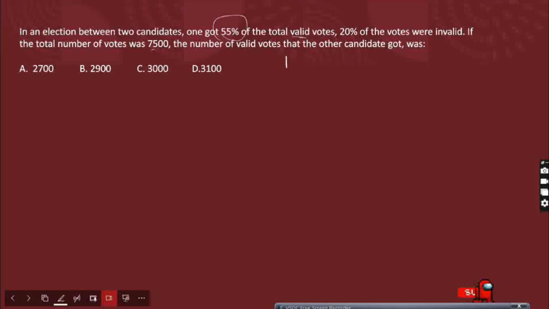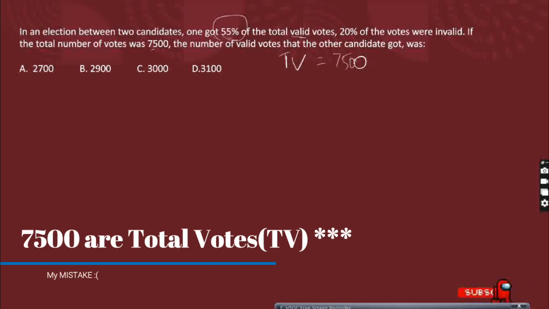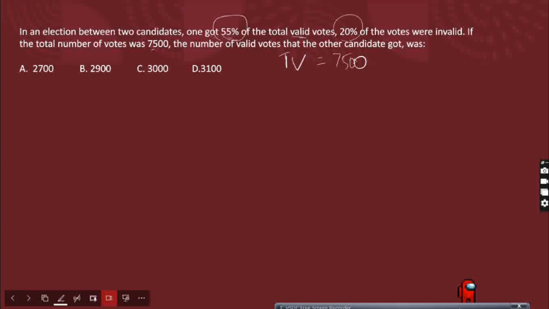Given the total number of votes, let it be TV, total votes are 7,500, right? Now, in the two candidates, one got 55% of total valid votes. 20% of the votes were invalid. So these are the total valid votes, and they also given 20% of the votes were invalid votes. From this, that means these are the total votes, and we know that invalid votes were 20% of total votes, right? 7,500 will give you invalid votes.